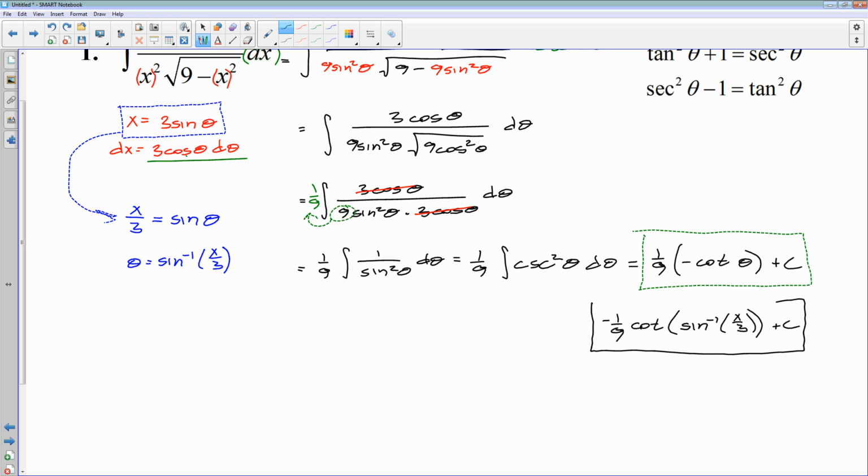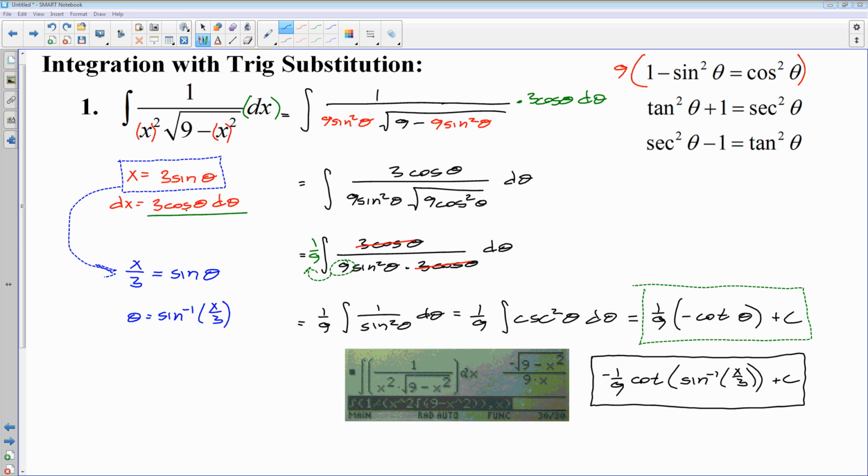Technically, that's okay. If we were working a free response question and it was not multiple choice, I would be okay with that answer. However, if you punch this integral into the calculator, let me show you what you will get. There we go. So I punched it in my calculator, and you can see right here, when I do the antiderivative of our original function, it tells me the answer is negative root 9 minus x squared over 9x. It doesn't give me all this stuff. You need to know how the calculator came up with this solution.